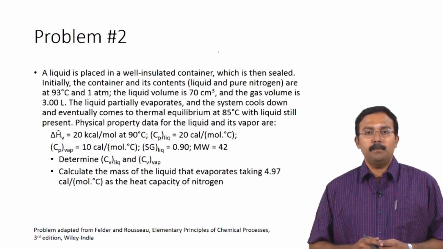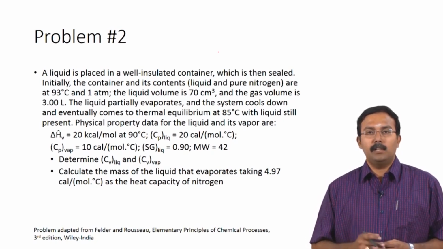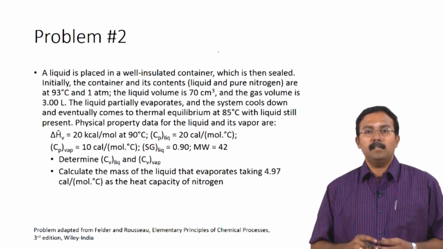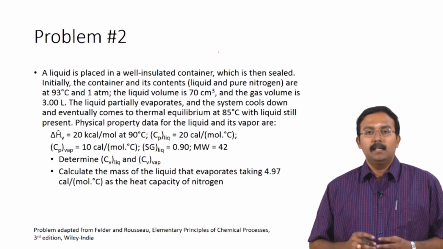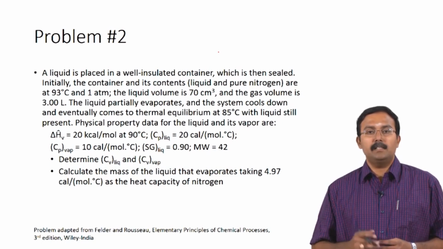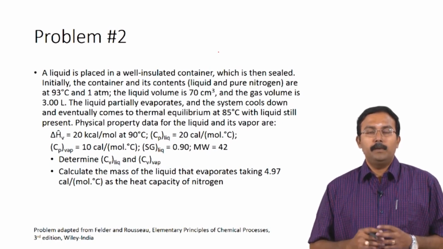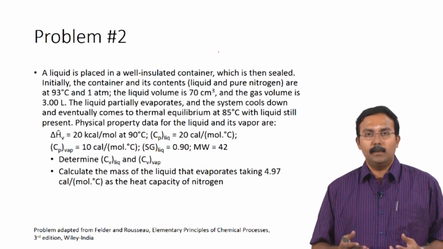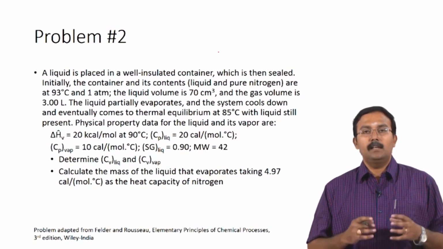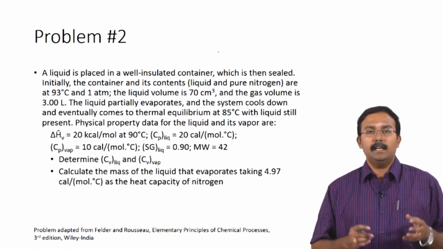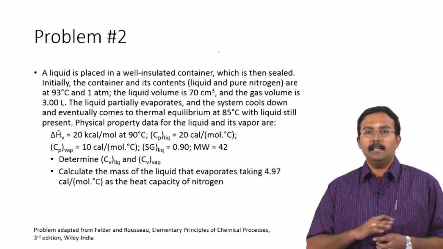You are asked to estimate the CV values for the liquid and the vapor, and you are also asked to calculate the mass of the liquid that evaporates by assuming 4.97 calories per mole degree Celsius as the heat capacity of nitrogen. For this problem we do not know what the liquid is, so we will just call it liquid A. This liquid A is present along with nitrogen in a closed system. It clearly states that it is placed in a well insulated container and sealed.